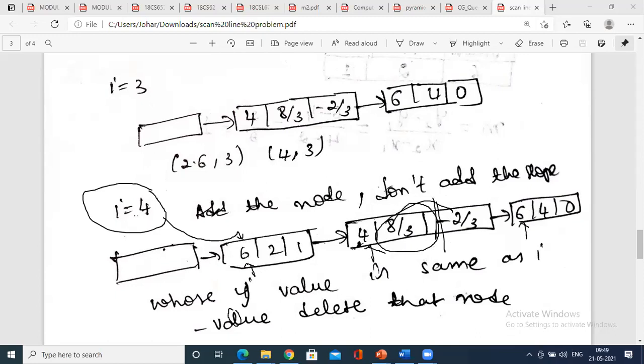Why do I delete this node? Because here the y value equals 4. So this is one of the methods. When the y value equals 4, in that case we are going to delete that node. So here what we could delete is this node. So this node is deleted and nothing is being done.